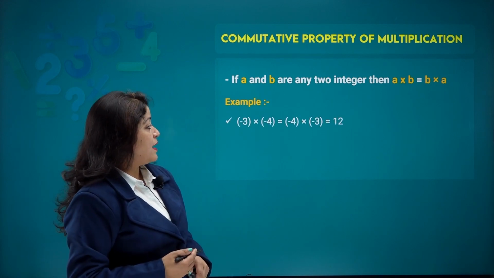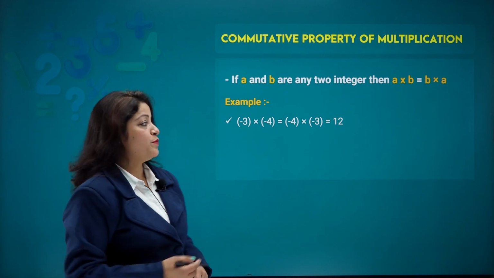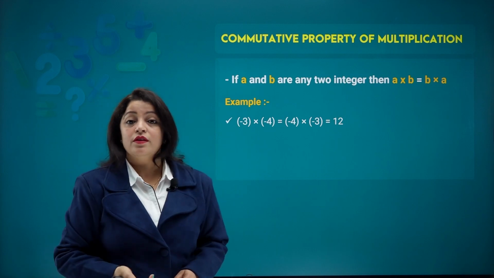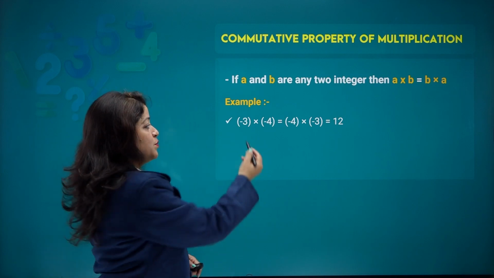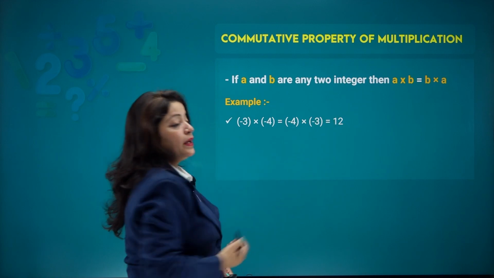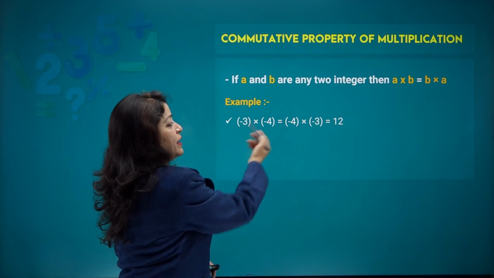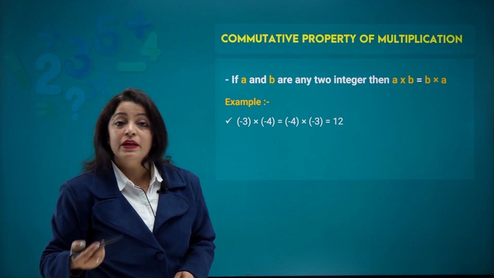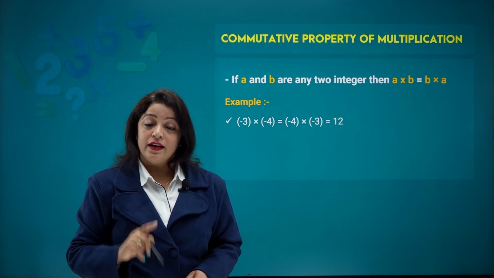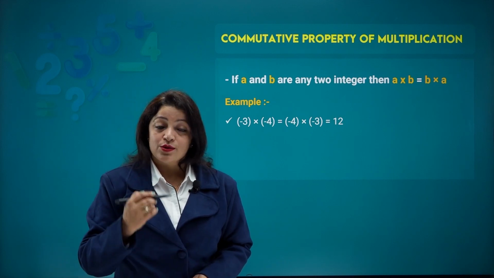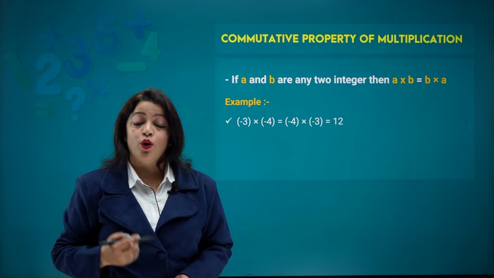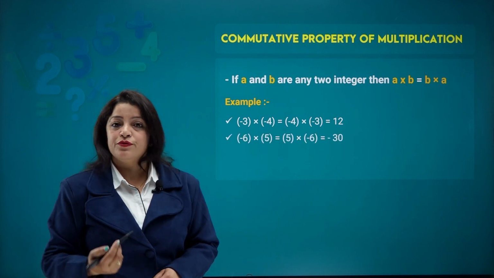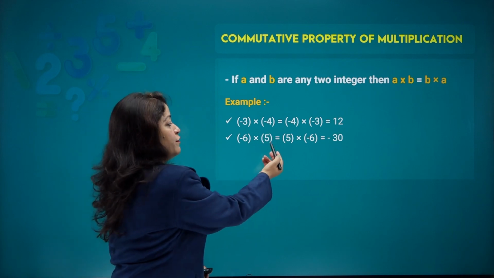So here if we take an example like minus 3 times minus 4. If I multiply this by this or if I change their positions, the result will always be the same. Since both of them are negative, the result will be 12. We have to simply multiply 3 by 4. So 3 times 4 is 12, and since both are negative, the result will be positive. Whenever we multiply a negative sign by a negative sign, the result is going to be a positive integer.